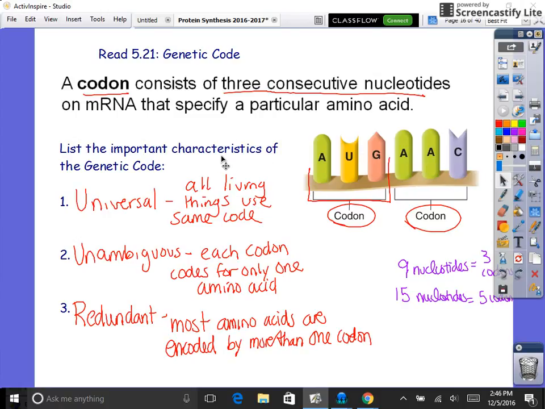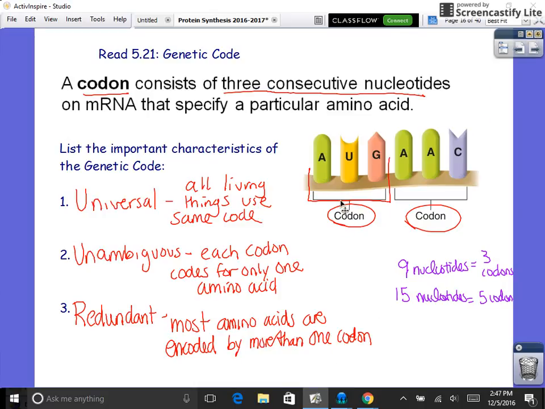It's important to know that this genetic code that we're going to be using over the next few days is universal. All living things use the same code. It's unambiguous, which means that each codon codes for only one amino acid. It's also redundant, which means most amino acids are encoded by more than one codon.